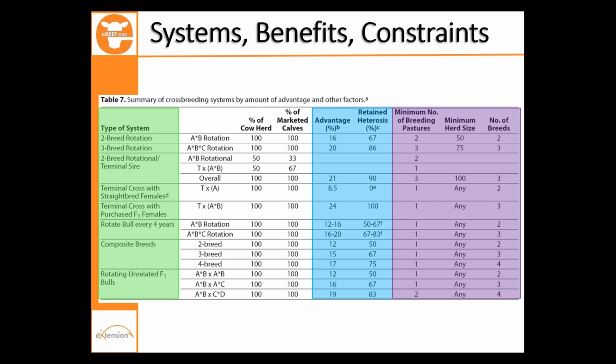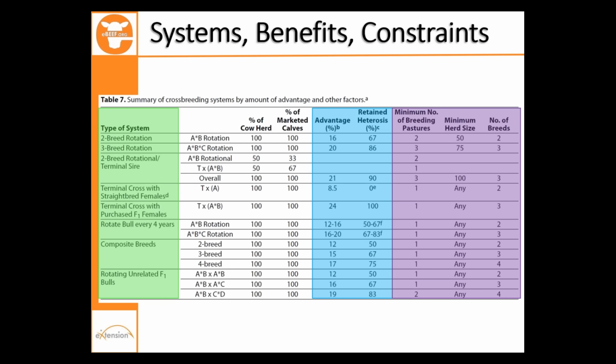So we'll start off with the 2-breed rotation. You can have 100% of the cows devoted to the rotational system, and you market all the calves out of those. About a 16% improvement in weaning weight per cow exposed, and about a 2/3, or 67%, retention of heterosis. Of course, 2 breeds typically requires at least 2 pastures, and if we think about minimum herd size, we're going to split it in half, 1 cow to 25 bulls, 2 different breed groups to make that happen.